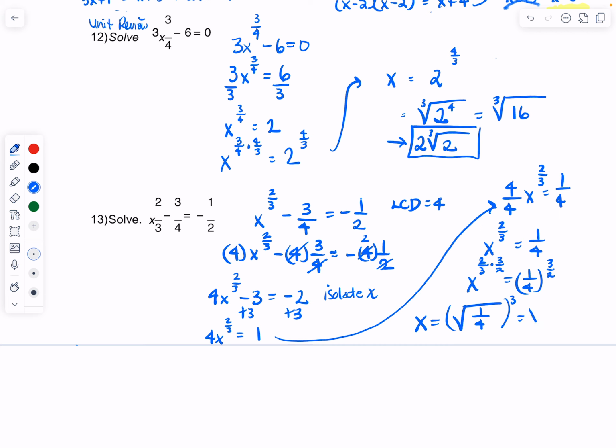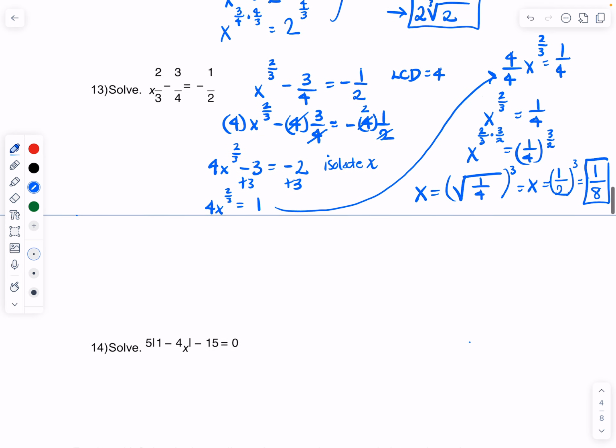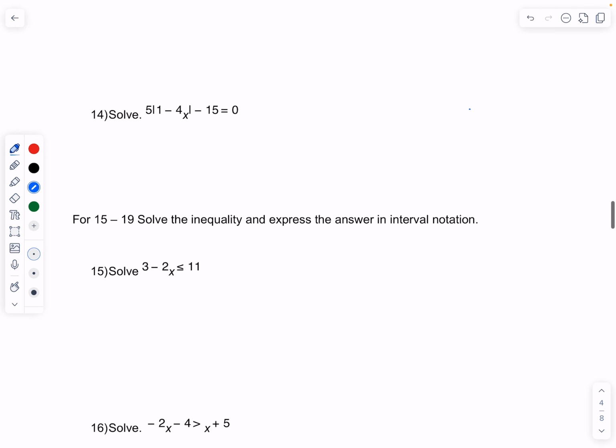So x equals the square root of 1 is 1. The square root of 4 is 2. So I'm going to take 1/2 and I'm going to cube it. So when I do that, I get x equals 1 cubed is 1 and 2 cubed is 8. So the answer is 1/8. Okay, so that one wasn't too bad. It looked bad, but it's not that bad. So let's look at 14.